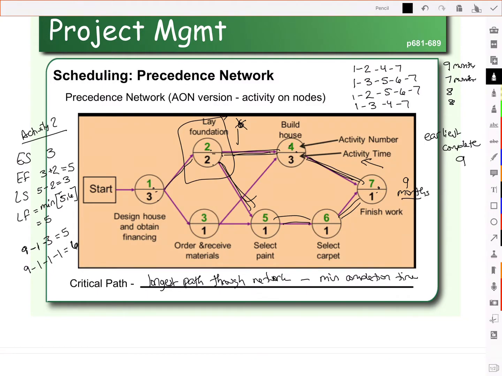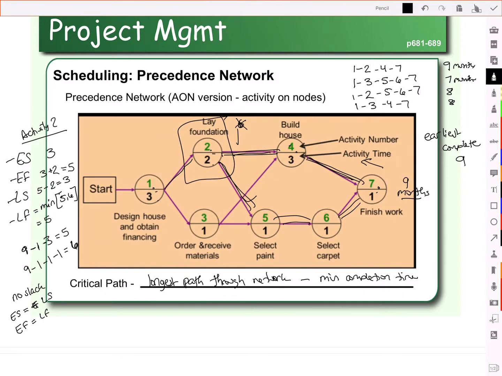Now notice the earliest start and the late start are both 3 months, and the earliest finish and the latest finish are both 5 months. What this tells you is that there is no slack. If there's no slack, your early start equals your late start, and your early finish equals your late finish. There's no room in there, no wiggle room to delay activity 2 at all.